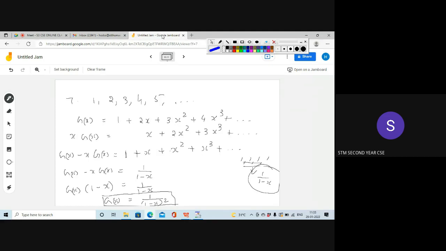And we applied the multiply, shift, subtract method, isn't it? So the same method is used for finding out any sequence. Given any sequence, you can find out the generating function using the same method. Okay.